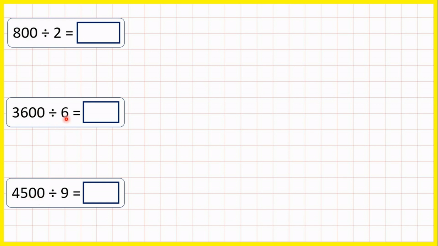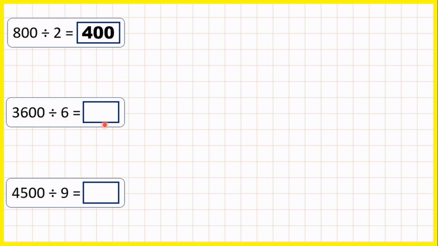Now for these questions, we're dividing a multiple of 100, so a number that ends in 2 zeros, by a single digit number. And if we ignore the zeros for a moment, we can see that 8 is in the 2 times table, 36 is in the 6 times table, and 45 is in the 9 times table. So for these questions, we don't need to use short division. Instead, we can use mental methods. 800 divided by 2 is 400, and that's because 8 divided by 2 is 4, because 4 times 2 is 8. Then, if we have 2 end zeros in the dividend, we need 2 end zeros in the quotient.